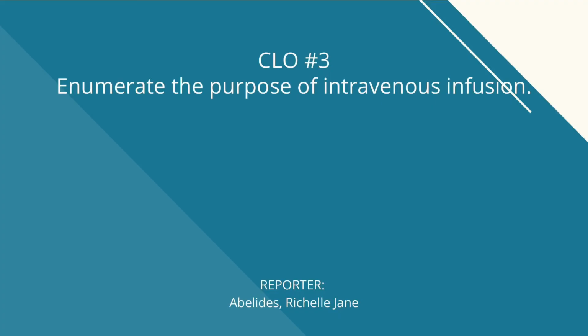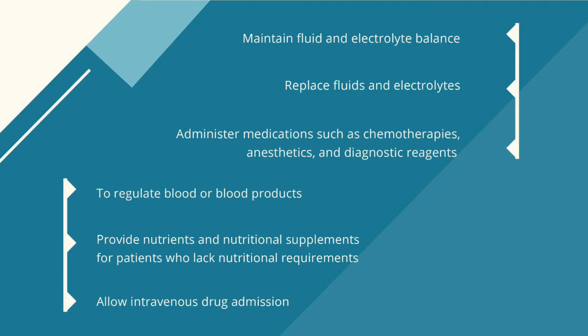CLO number 3. Enumerate the purpose of intravenous infusion. It maintains fluid and electrolyte balance. It replaces the fluids and electrolytes. It is used in chemotherapies, anesthetics, and diagnostic reagents. It aids in the regulation of blood or blood products. It also provides nutrients and nutritional supplements for patients who lack nutritional requirements. And last but not the least, allows intravenous drug admission.